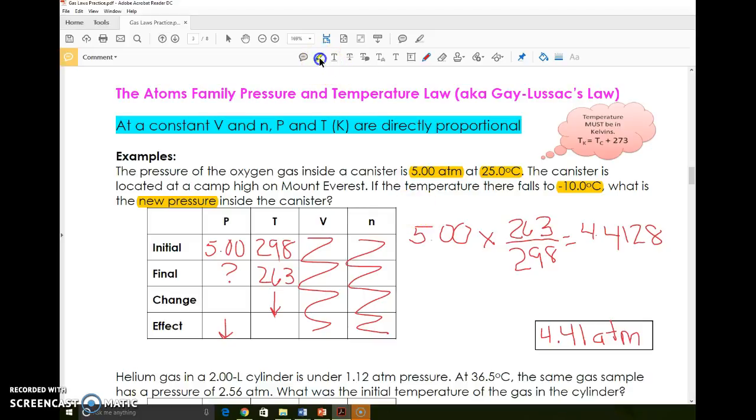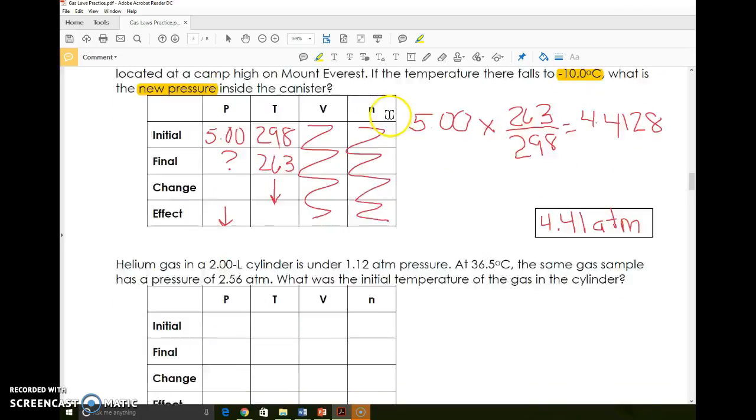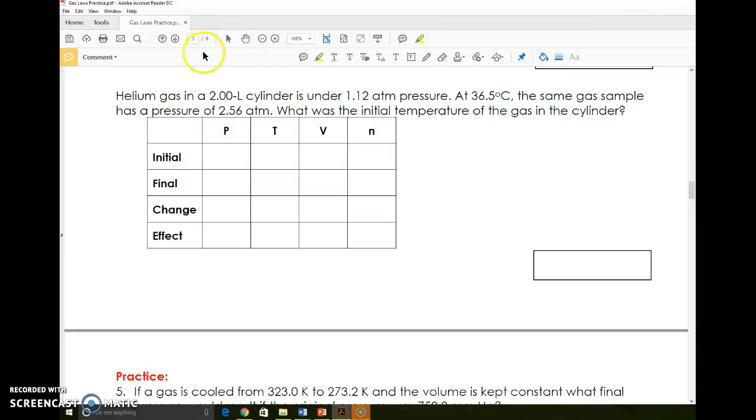Let's look at a second example of our gas law relating pressure and temperature. We have helium gas this time in a 2-liter cylinder, and it is under 1.12 atm of pressure. At 36.5 degrees Celsius, the same cylinder has a pressure of 2.56 atm. What was the initial temperature of the gas in the cylinder?